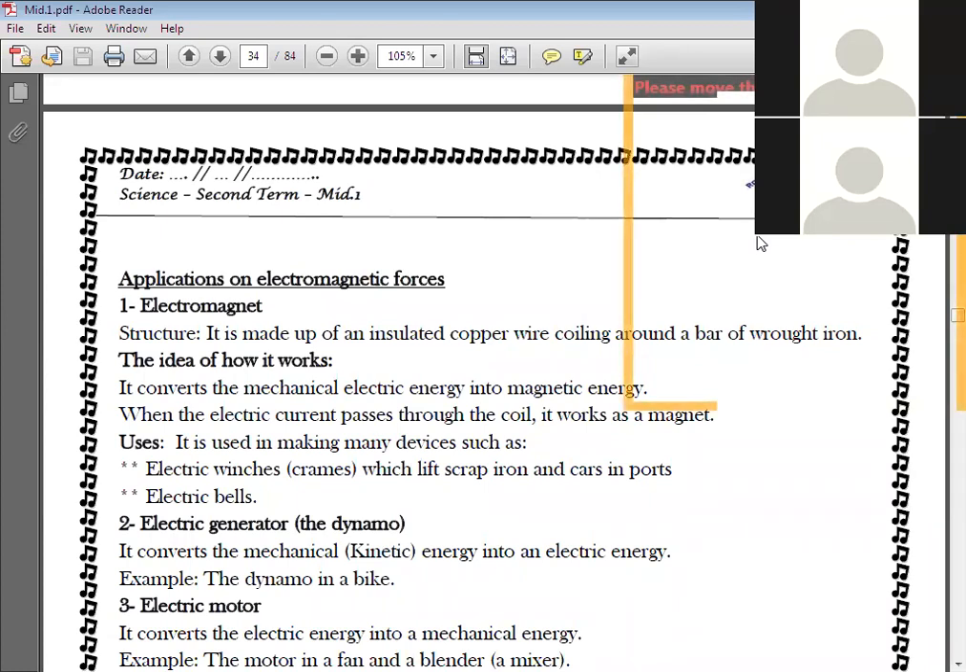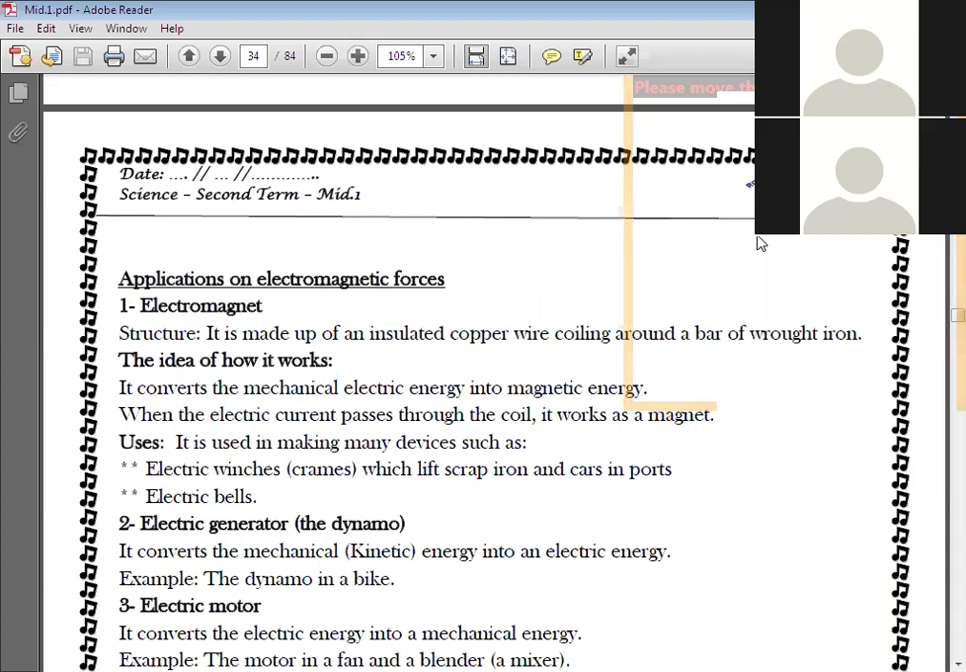It's used in making many devices such as electric winch, crane, electric bell. The idea of making an electric winch or crane is the changing of electric energy into magnetic energy.